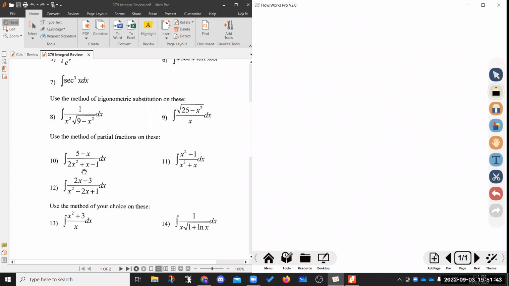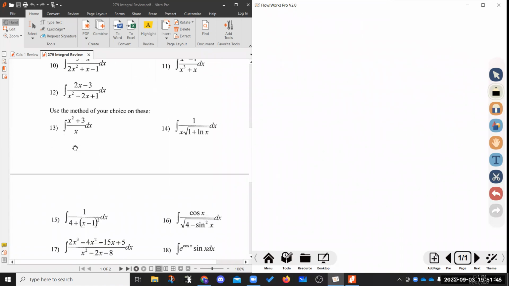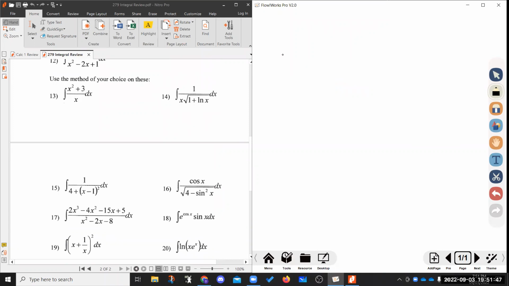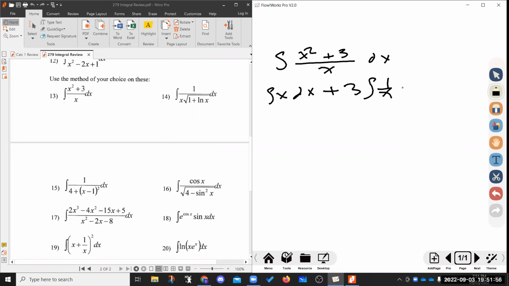Now we get to use the method of our choice on these remaining integrals. There's lots of them. I see that I've got a monomial in the denominator, so I'm going to use that to my advantage to say this is x dx plus 3 integral 1 over x dx, and give me 1/2 x squared plus 3 ln of x plus c.